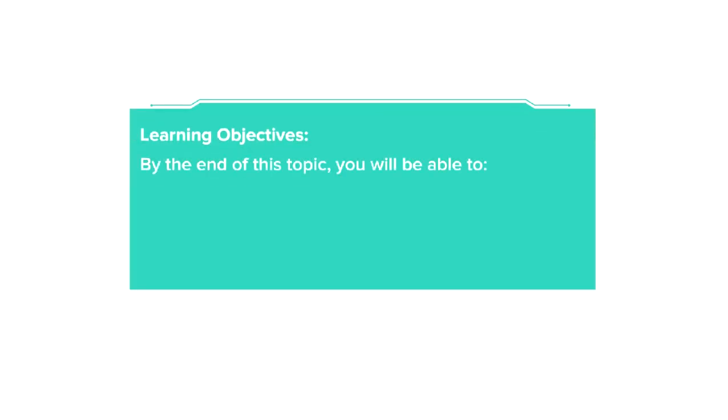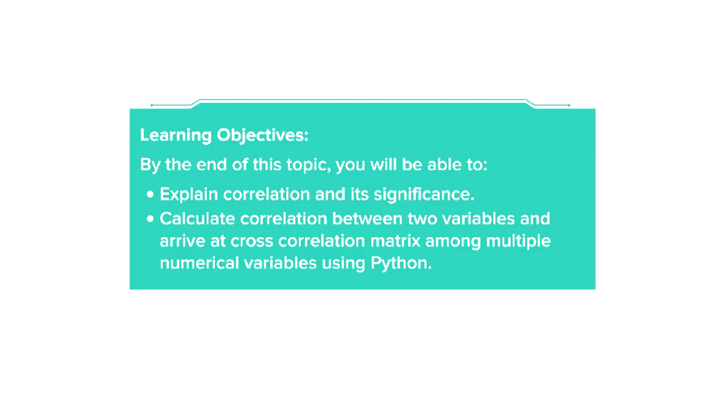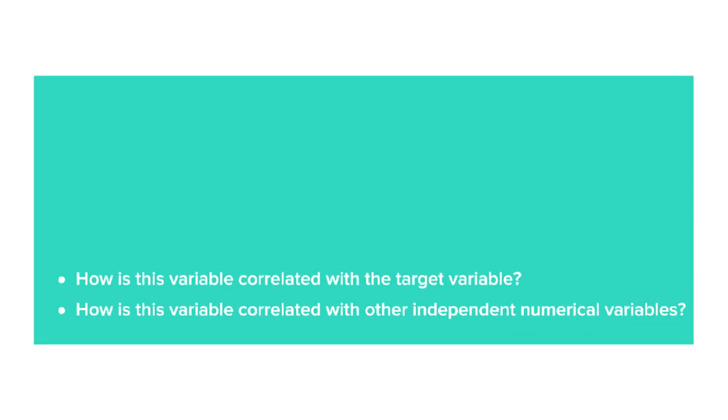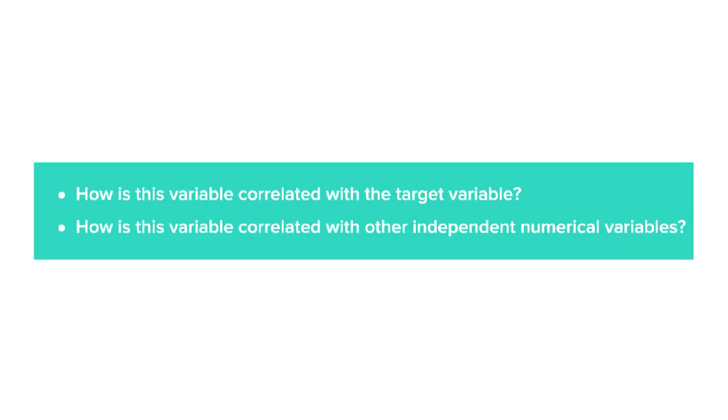By the end of this topic, you will be able to explain correlation and its significance, calculate correlation between two variables, and arrive at a cross-correlation matrix among multiple numerical variables using Python. Let's answer the next two questions now. For that, we need to understand what correlation is.